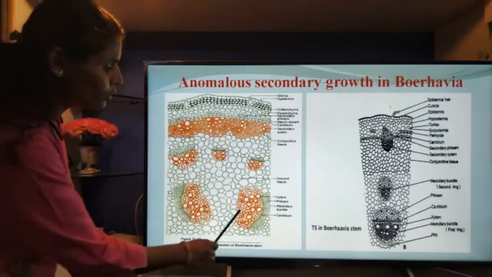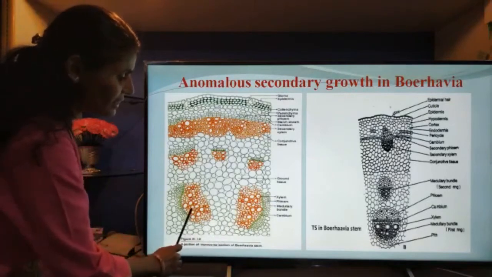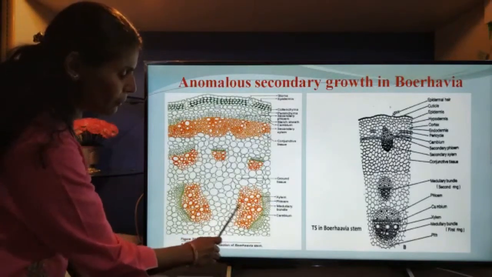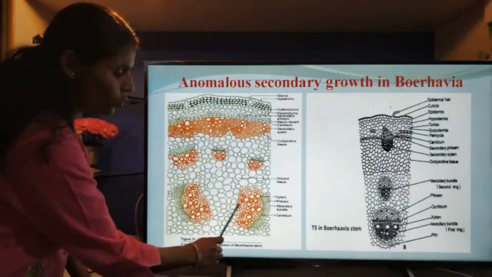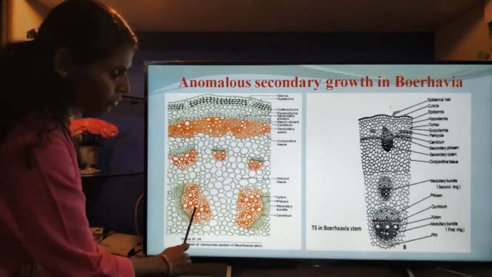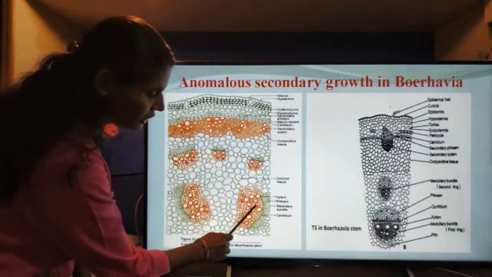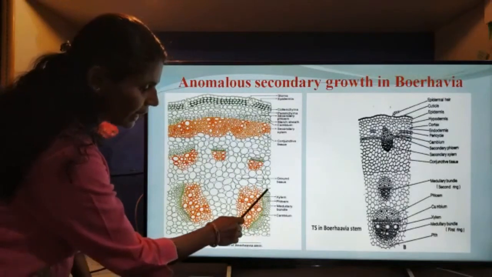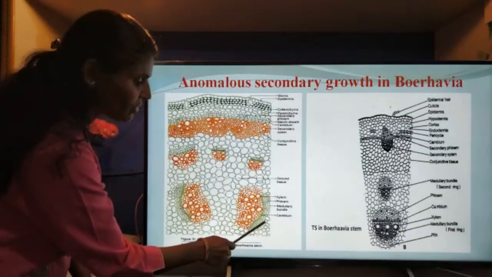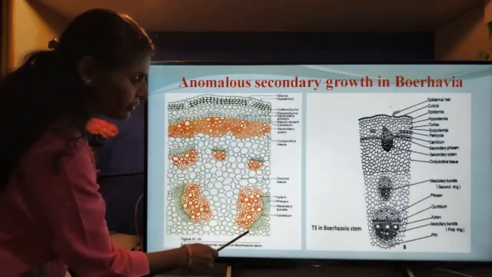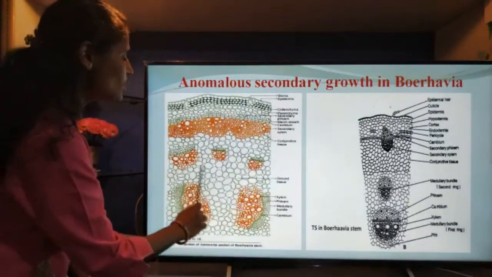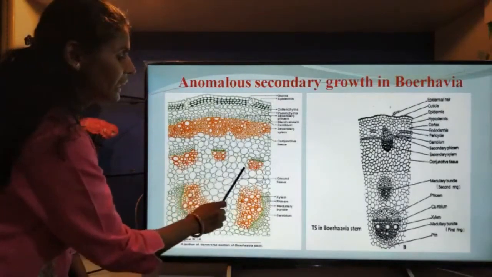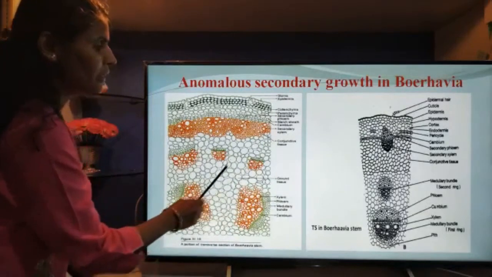So, in this diagram, this is a portion of a transverse section of the Boerhaavia stem, where we can find the secondary growth. These are the centrally placed large-sized vascular bundles which are facing opposite to each other. They exhibit xylem towards the inside and phloem towards the outside, and these are the medullary bundles, and there is a cambium present in between the vascular bundles. There is no secondary growth exhibited in the second ring of vascular bundles.